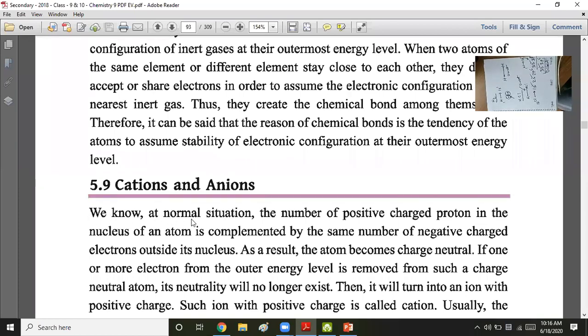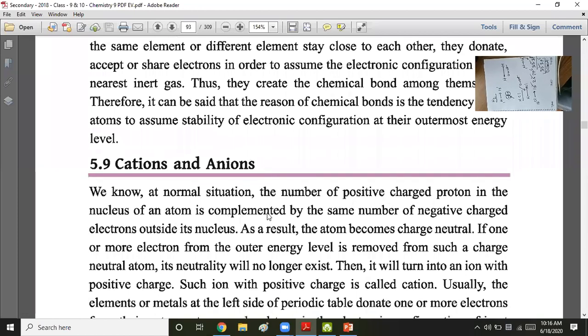We know that at a normal situation, the number of positively charged protons in the nucleus of an atom is complemented by the same number of negatively charged electrons outside its nucleus. As a result, the atom becomes charge neutral. So to make you understand, I am going to my copy again.